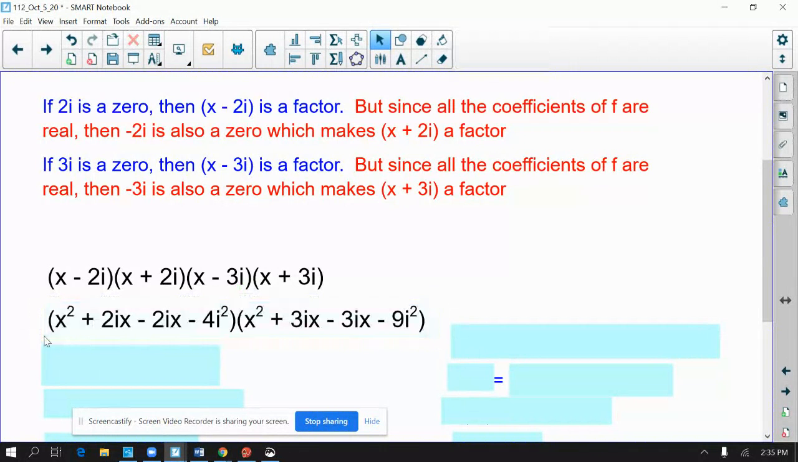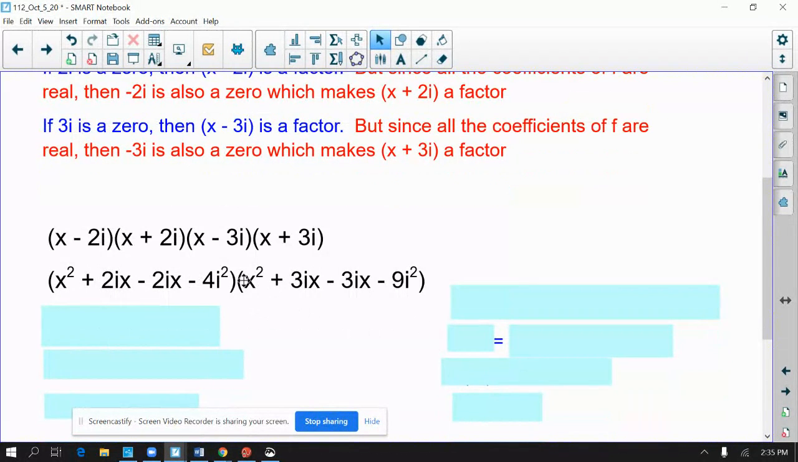So I'm double distributing this first set, the second set. If you're really sharp here, you're recognizing that this is the result of a difference of squares. So when you multiply it, you're just going to get a difference of squares.